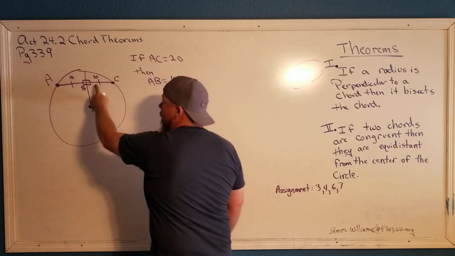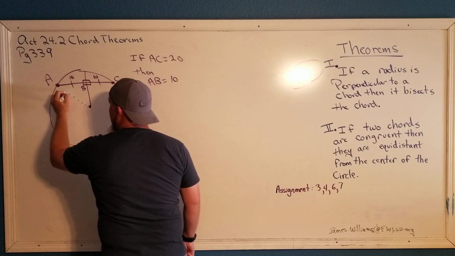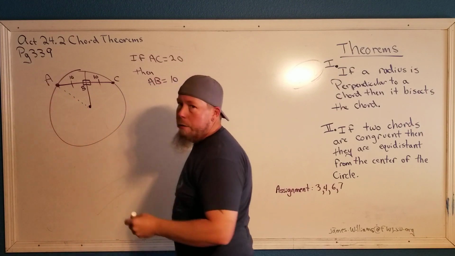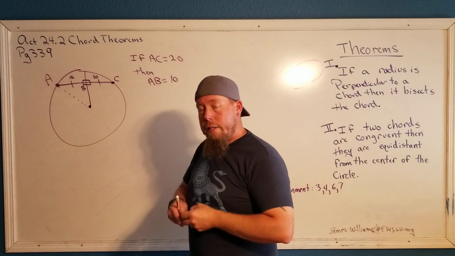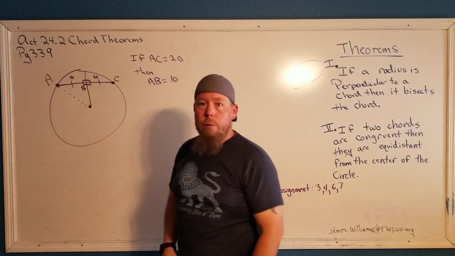All right. Also, I have that right angle. So what you're going to see happen a lot of times is you're going to actually have to work with the radius. You're going to have to draw that line and deal with that right triangle. Okay. And so you're going to see some problems like that, just as a fair warning. But that is the first theorem that we're looking at in 24.2.